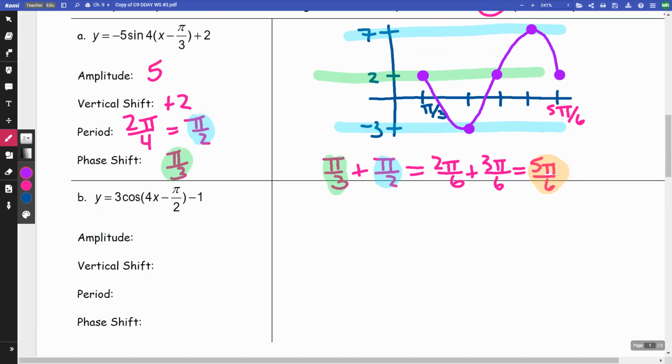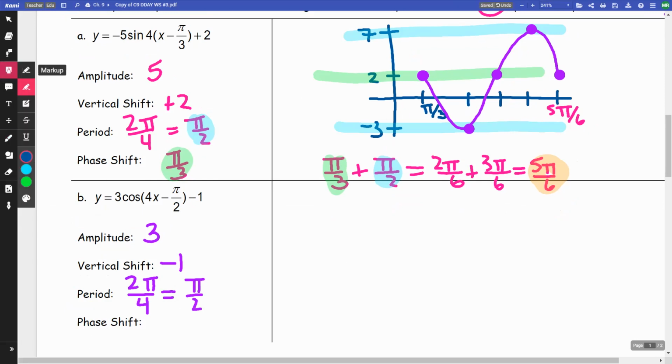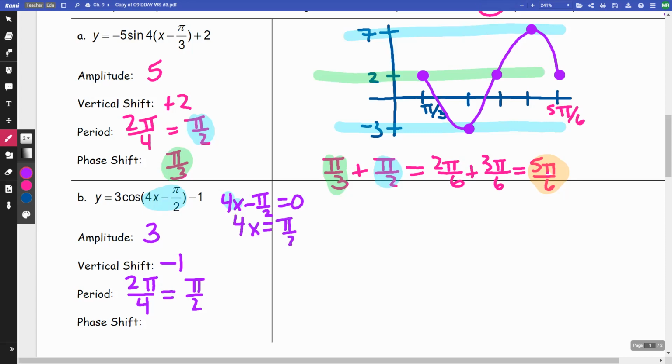For my cosine, my amplitude is 3. My vertical shift is a -1. And my period is going to be 2 pi divided by the 4, which is pi halves. And I have to be careful trying to figure out my phase shift. I want to actually take 4x minus pi halves and set that equal to 0 and solve. So I have 4x is equal to a positive pi halves. So I'm going to get x is equal to pi eighths. That's where we're going to start.